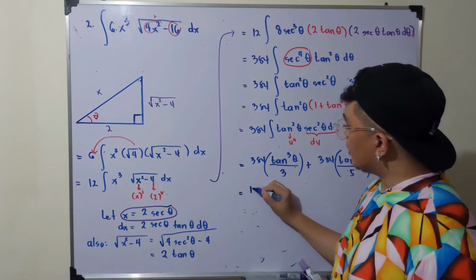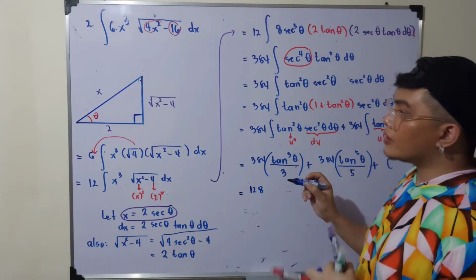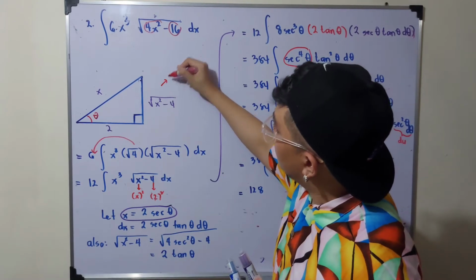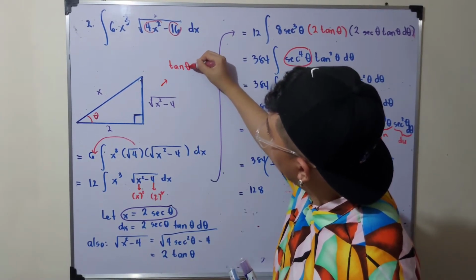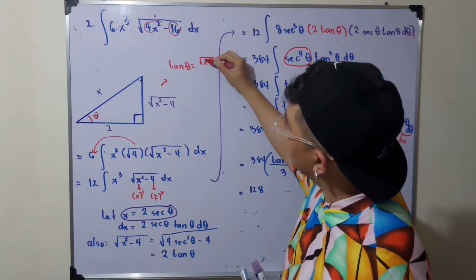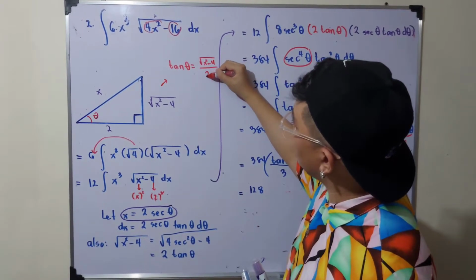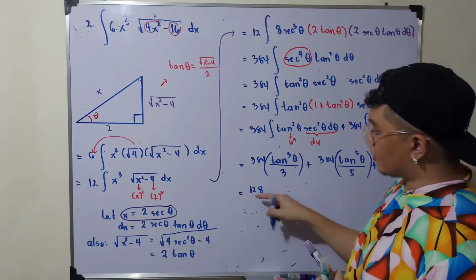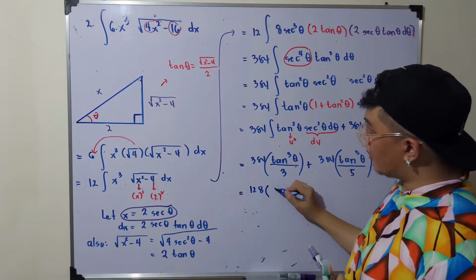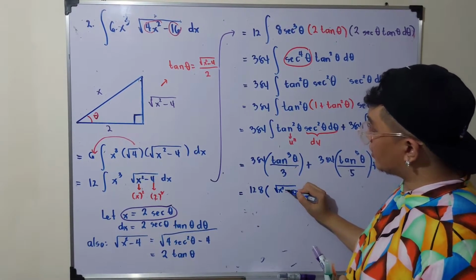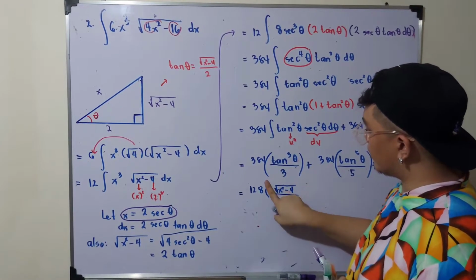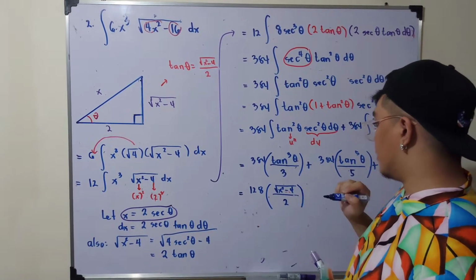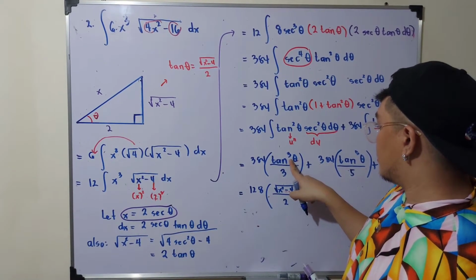So this one becomes 128. So for the tangent, we will get it here. Tangent is opposite over adjacent. Okay? So this is it. 384 divided by 3 is 128. Then we have x squared minus 4, square root of x squared minus 4. Okay. Cubed pa rin.